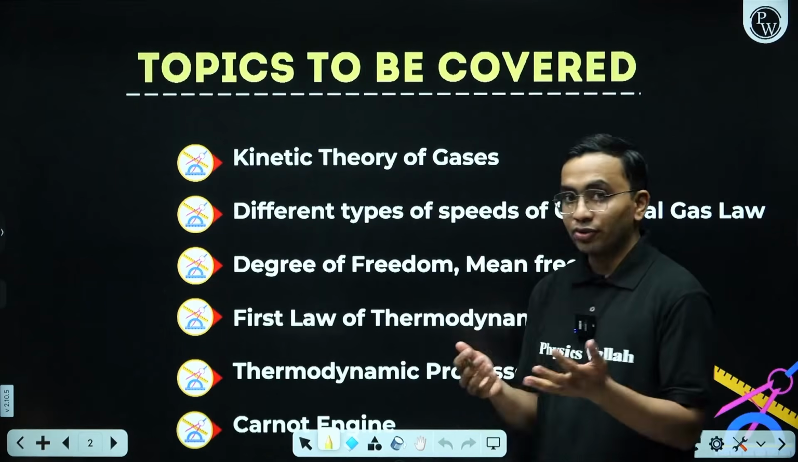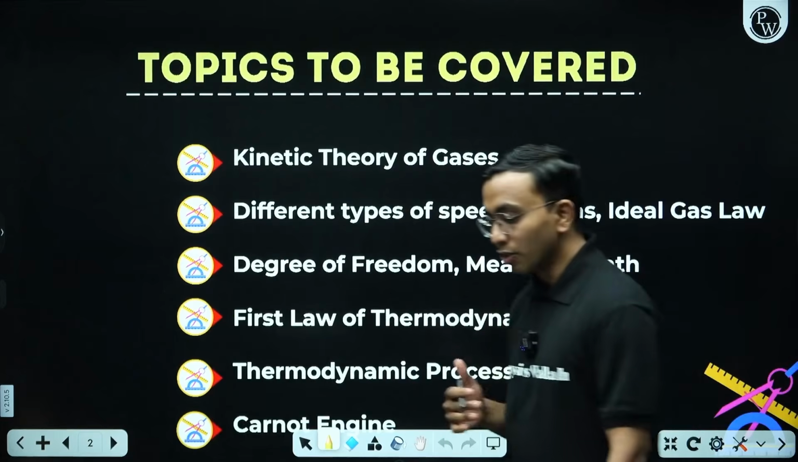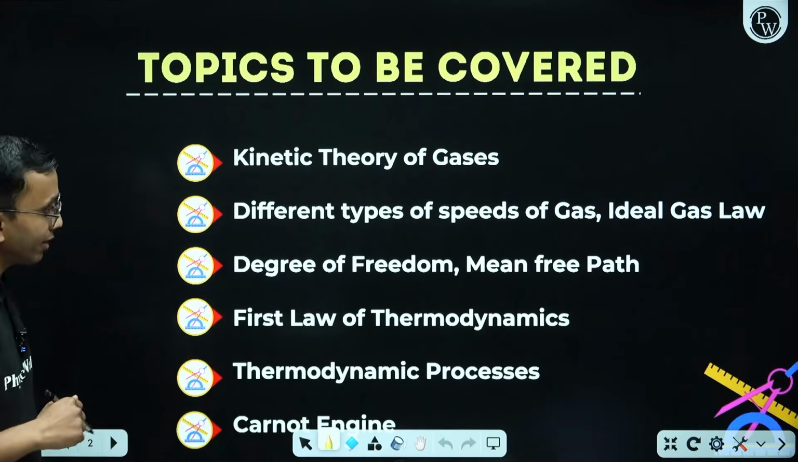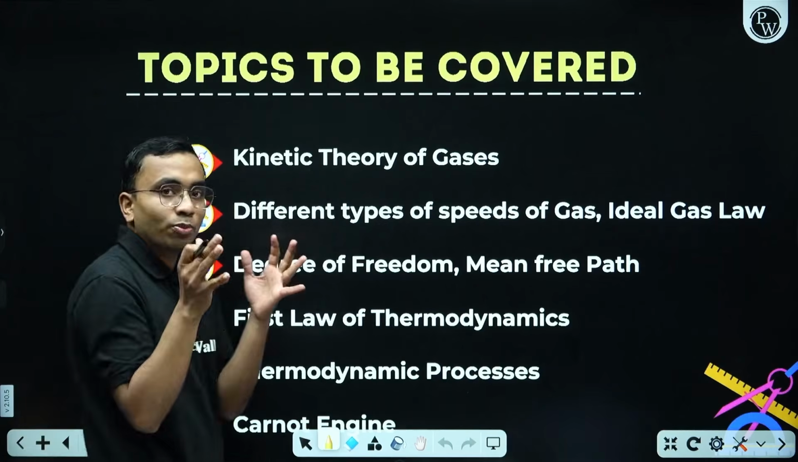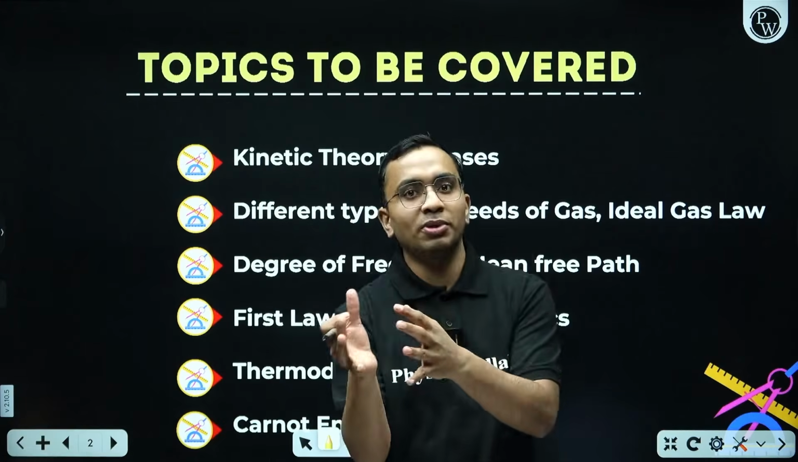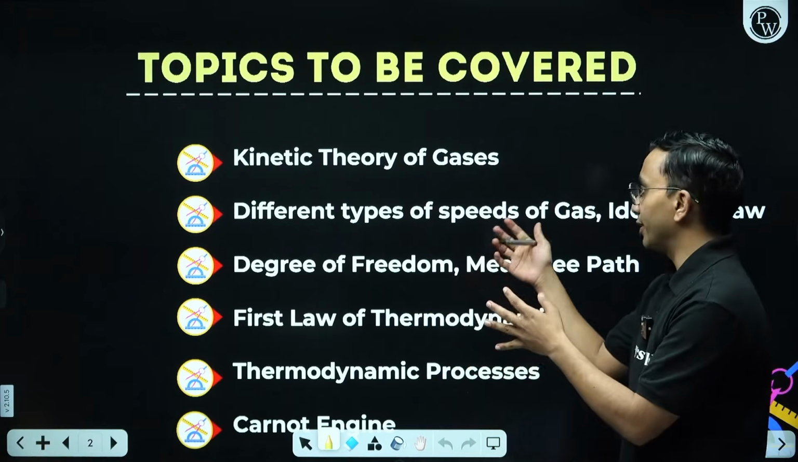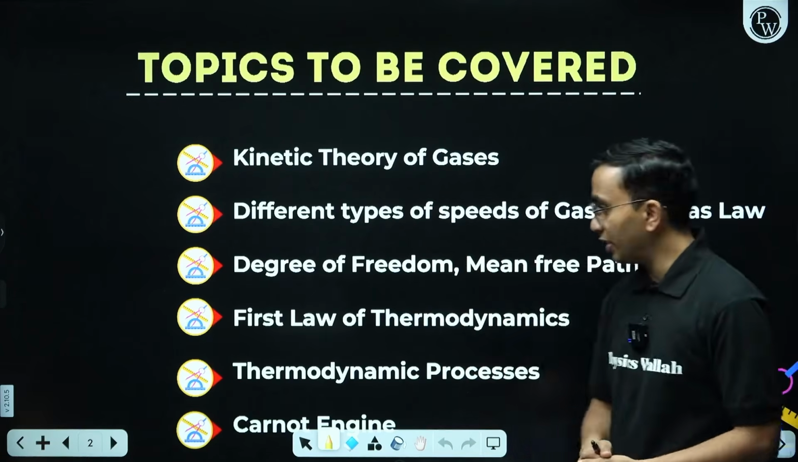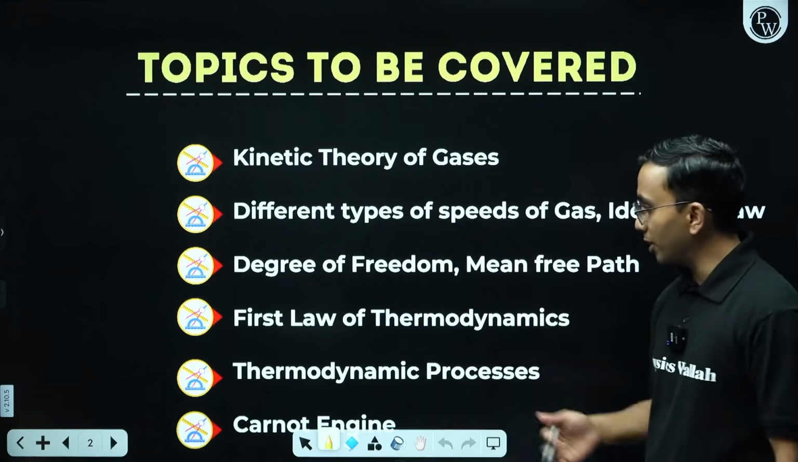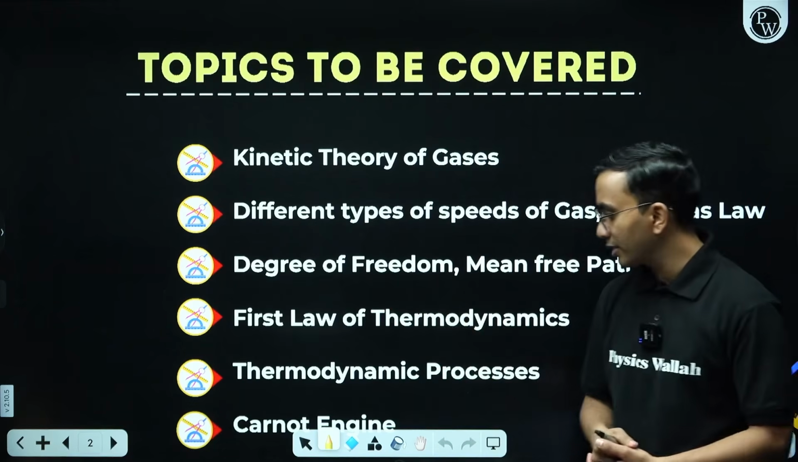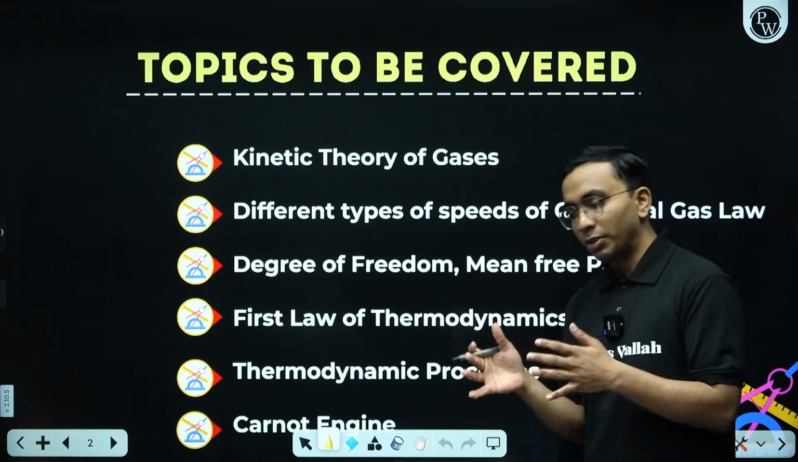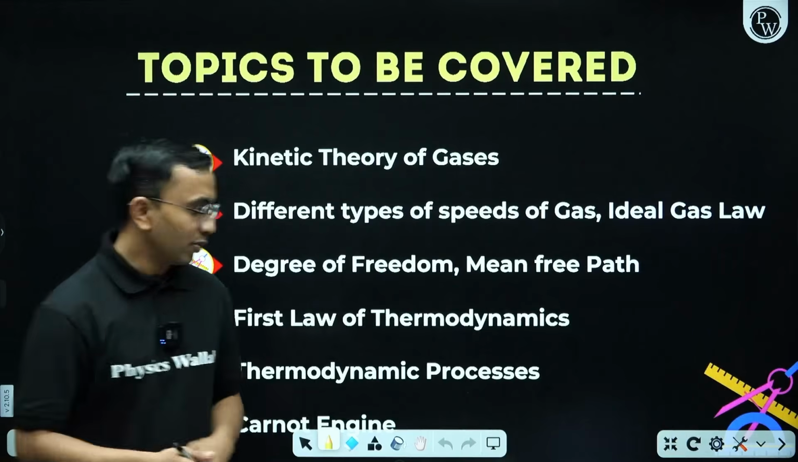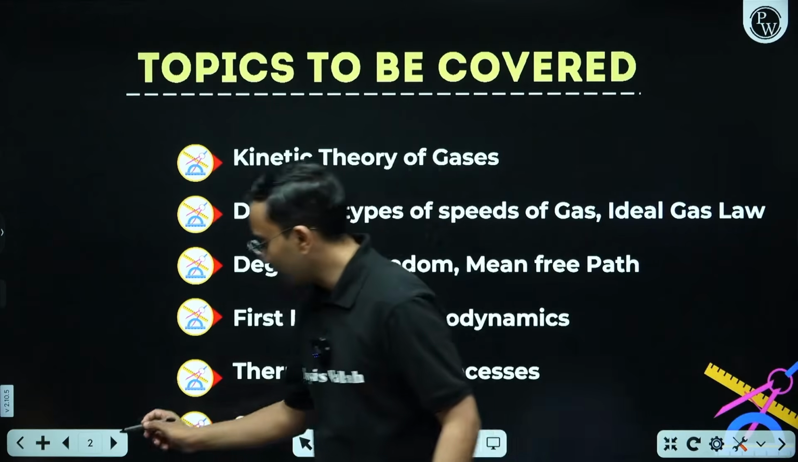So from kinetic theory of gases, first we will be talking about what all assumptions are there for an ideal gas, then how we relate the microscopic properties to the macroscopic property of a gas, then different types of speeds, the ideal gas law, degree of freedom, mean free path, and then from thermodynamics, we'll be discussing the first law of thermodynamics, different types of thermodynamic properties, then second law of thermodynamics and Carnot engine. Okay, so let us quickly start our discussion.